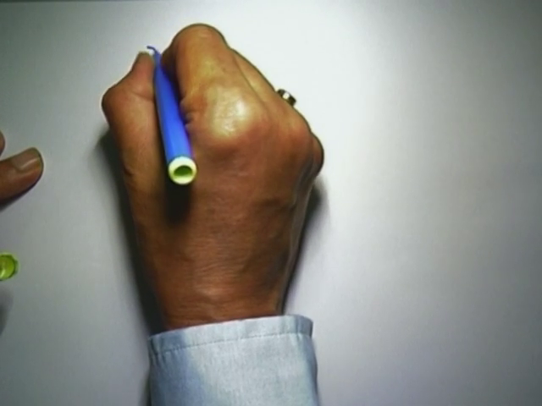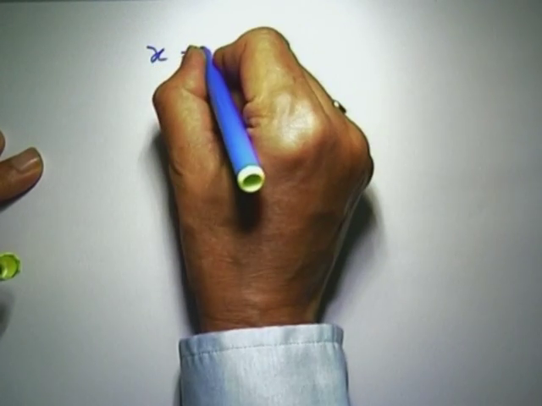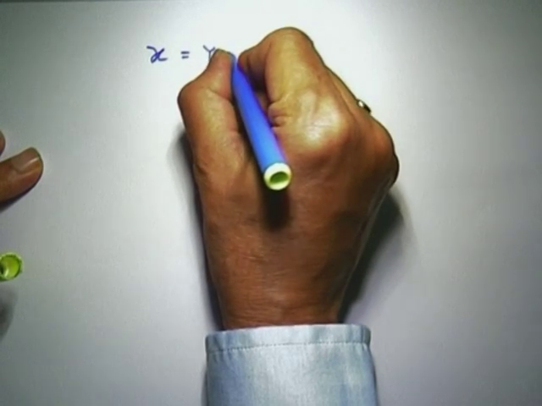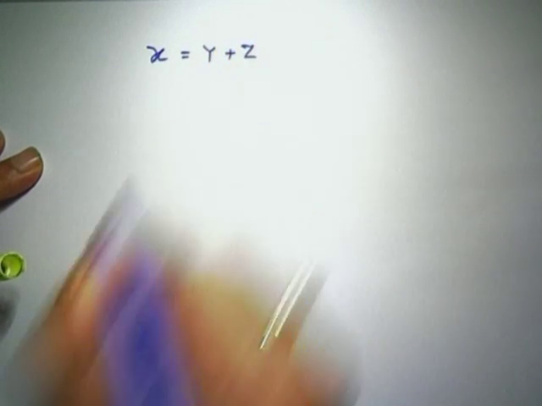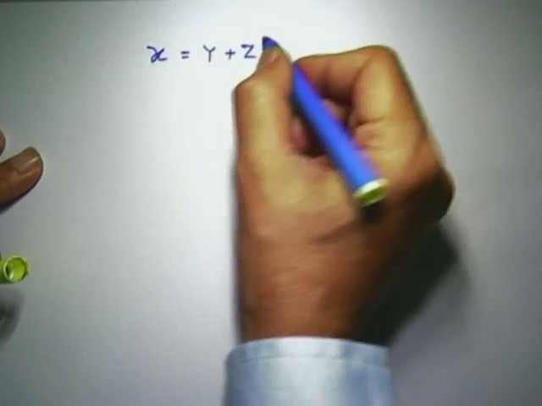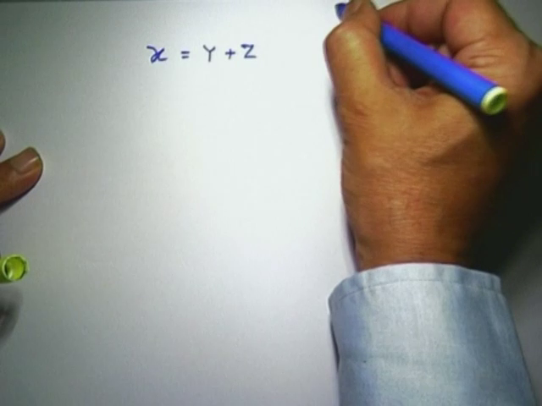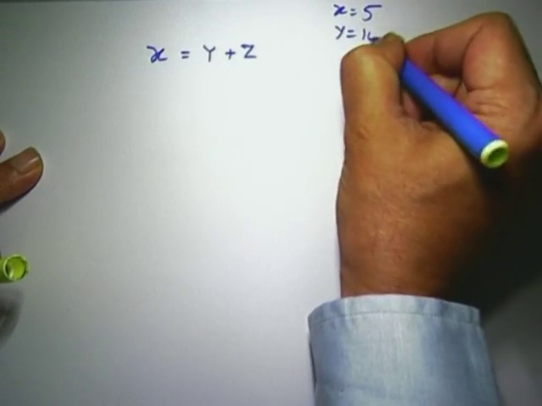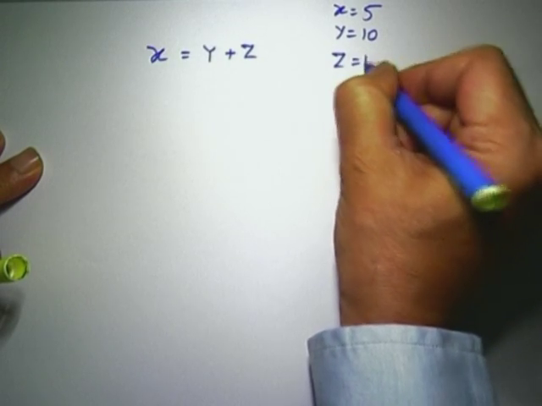I found in the labs that people are still confused on this issue, so let me just give you an example and tell you why otherwise it's not possible. Let's say I write x is equal to y plus z. X is a variable, assume y and z have some values. Assume in fact that originally x is equal to 5, y is equal to 10 and z is equal to 15. Assume that.